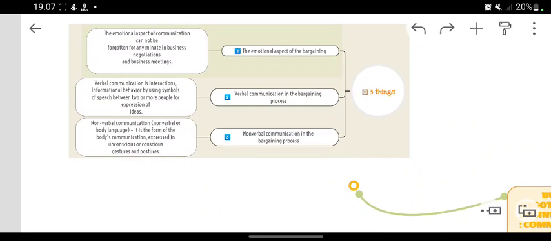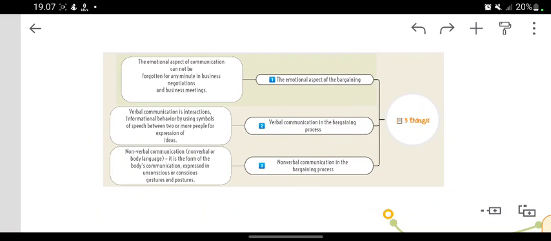Next is verbal communications in the bargaining process. Verbal communication is interaction, informational behavior using symbols of speech between two or more people for expression of ideas. Verbal communication takes part when negotiation is going with the help of spoken and written language symbols. In theory, a business conversation is, or at least should be, a set of deliberately chosen words with the help of which one or more interlocutors want to influence the other participants, having the aim to replace the current situation or relationships, that is, to create a new situation and relationships.